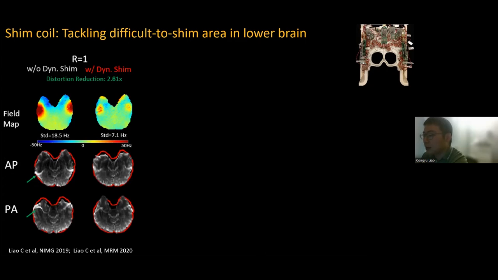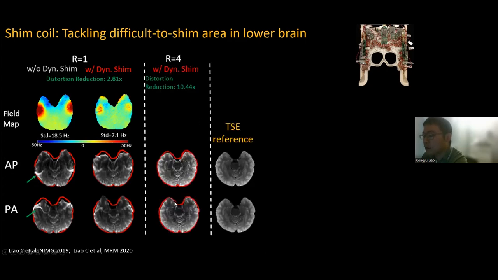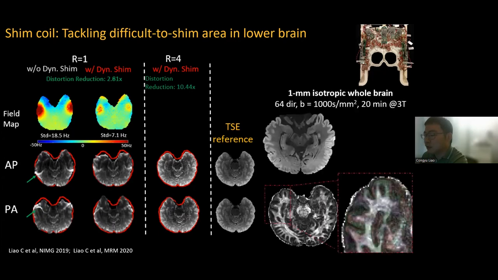The results were then combined with an in-plane four-fold acceleration to achieve a total 10.4-fold reduction in delta B0 distortion, yielding images with outlines closely matching that of the reference T2 fast spin echo images. The dynamic shimming shows the ability to tackle difficult to shim areas in the lower brain, which enables minimum geometric distortion in the typically problematic temporal lobe area, which is beneficial for mapping cortical diffusion patterns in these regions.